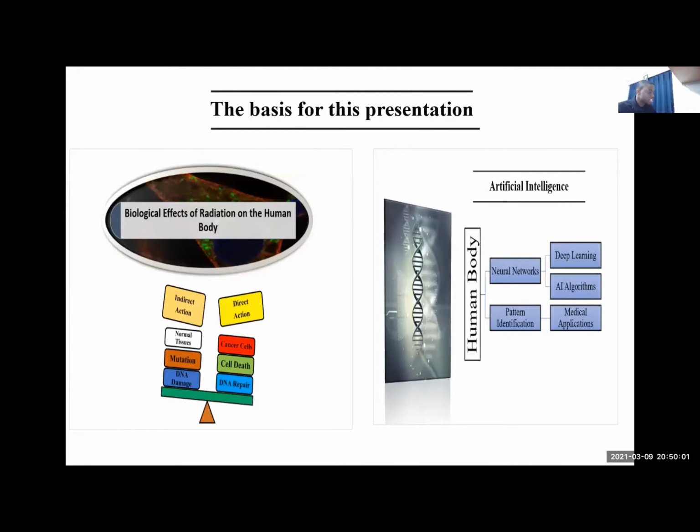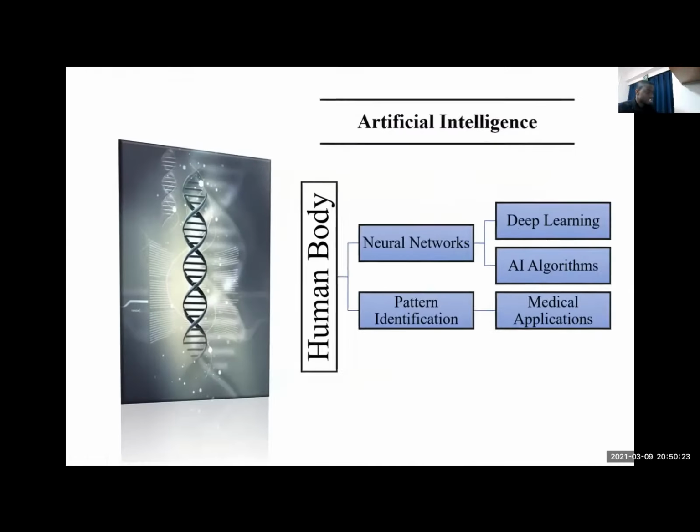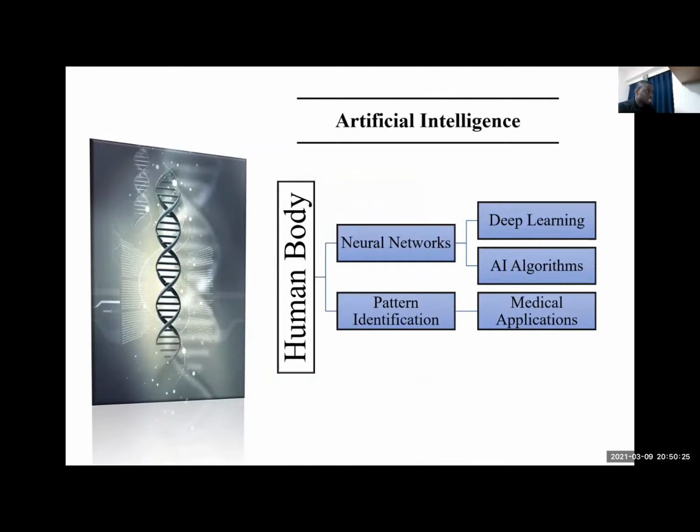So there are two bases for this presentation. One is to understand the biological effect of radiation on the human body, looking at the indirect action and the direct action mechanisms, and also to understand how cancer cells and normal tissues respond to radiation, and to look at how the DNA is a principal target for damage in the human body. And of course, in the next section, we're going to look at artificial intelligence.